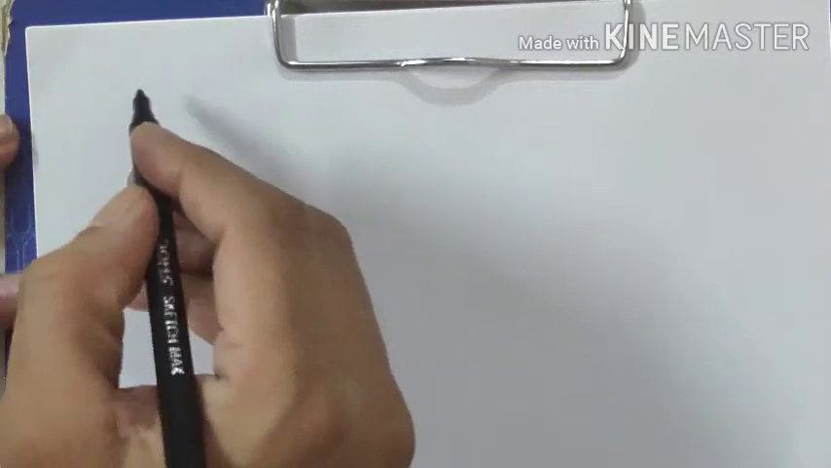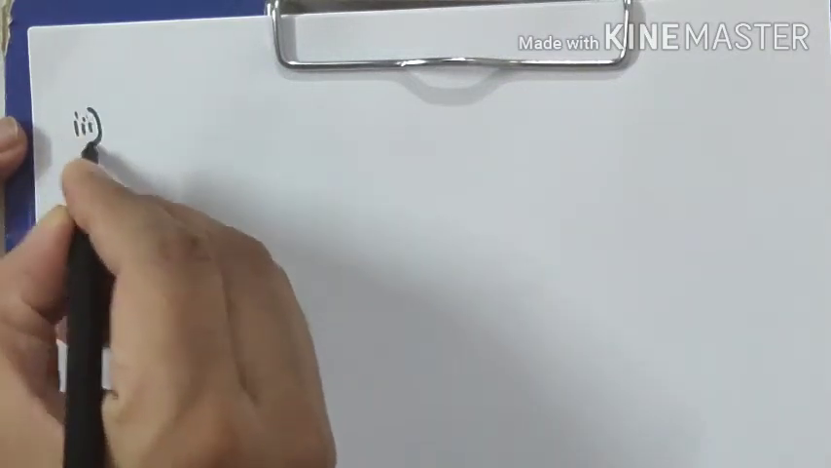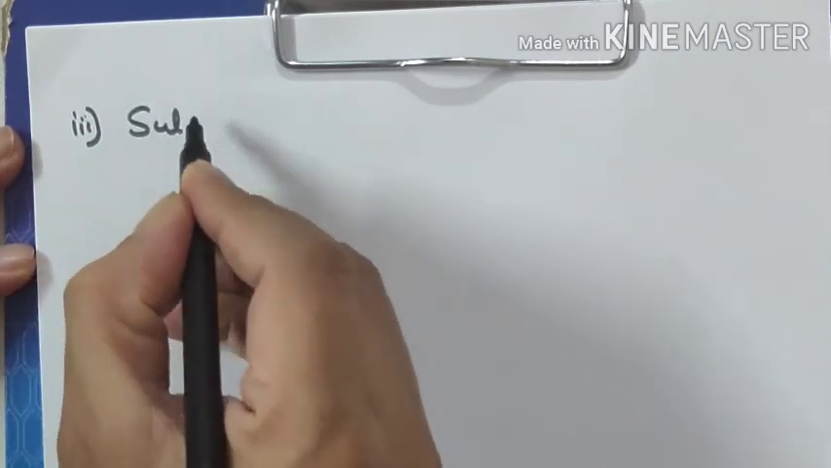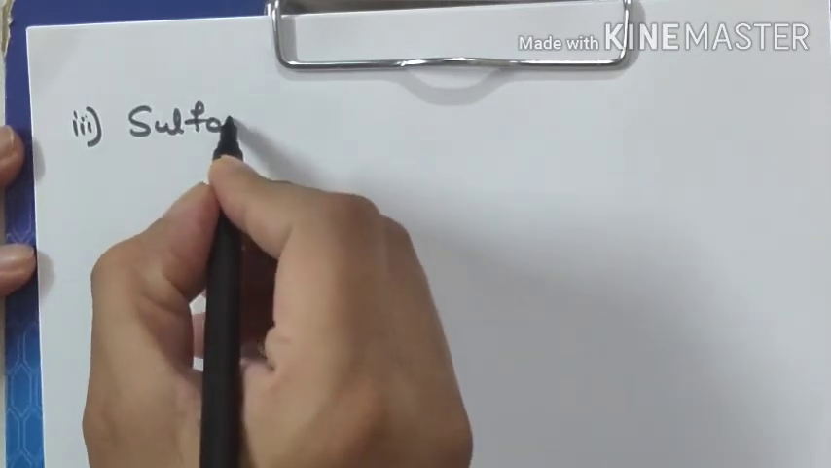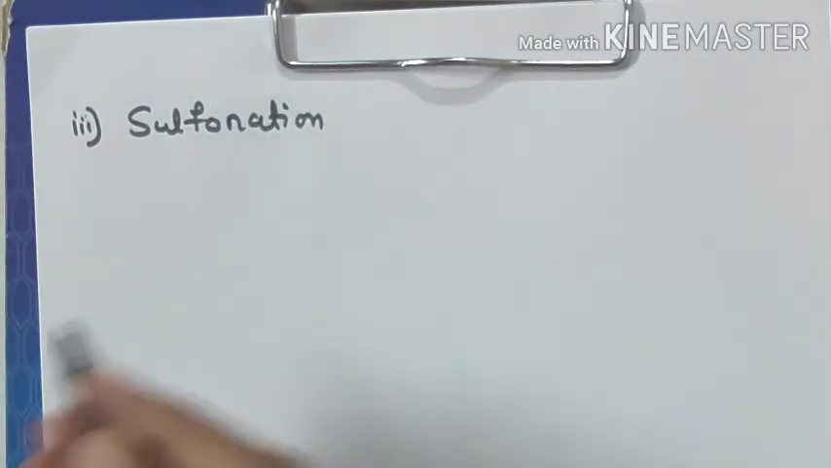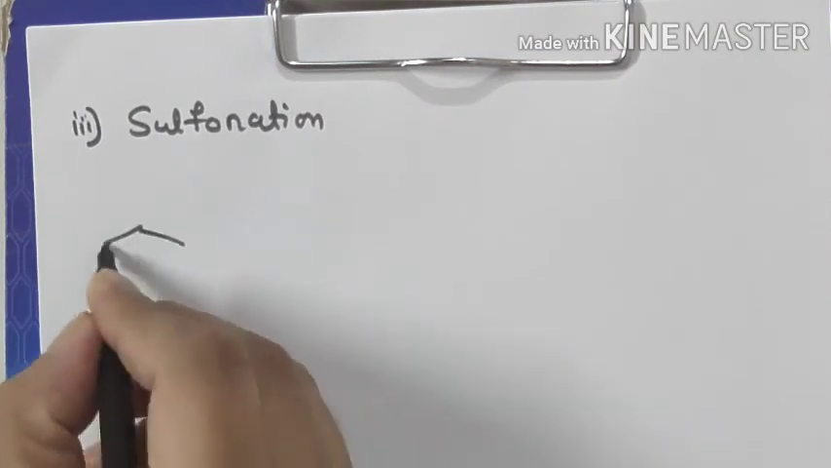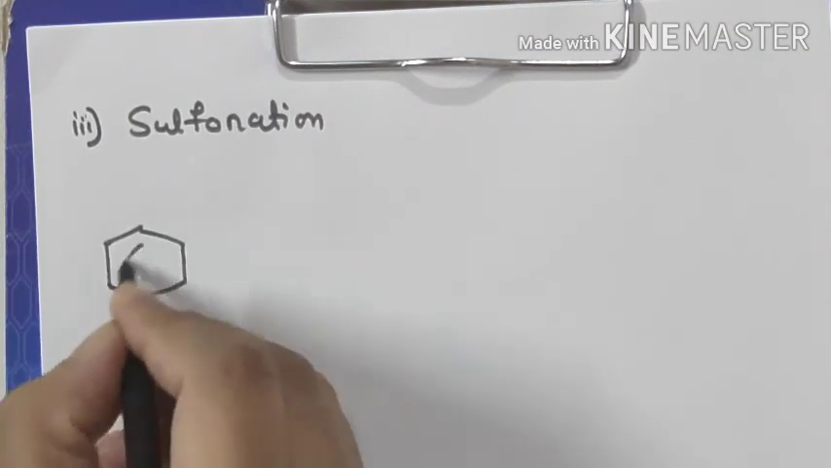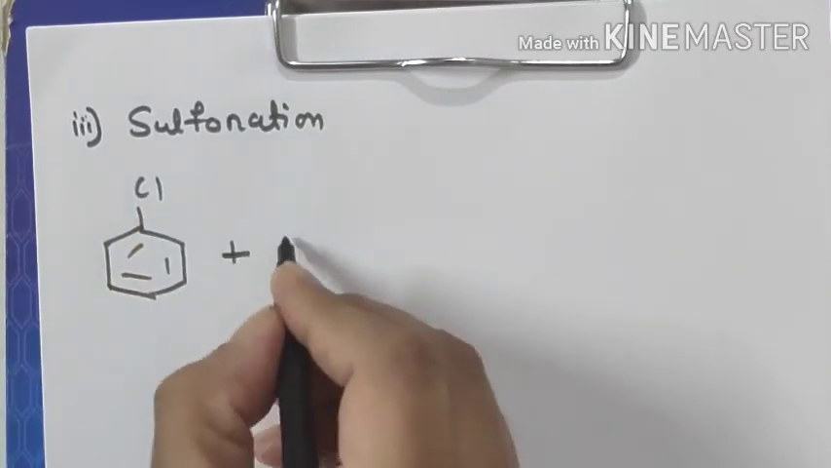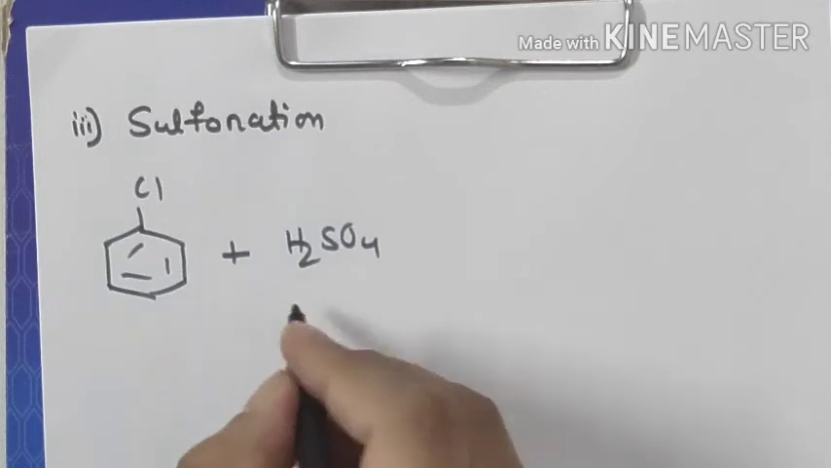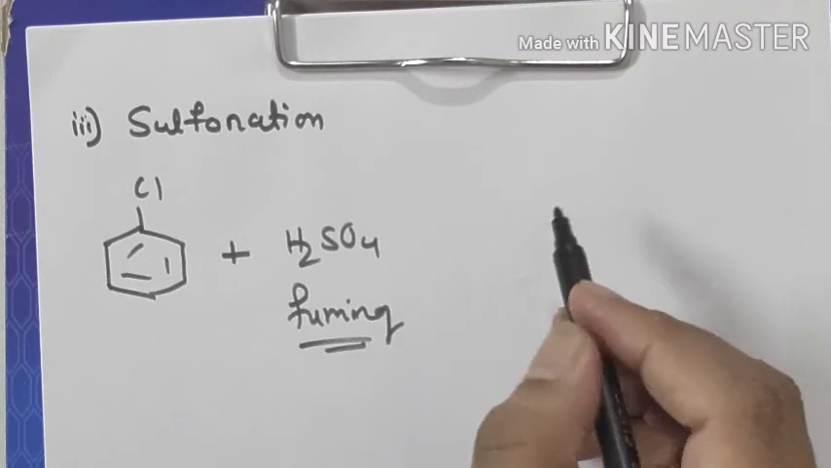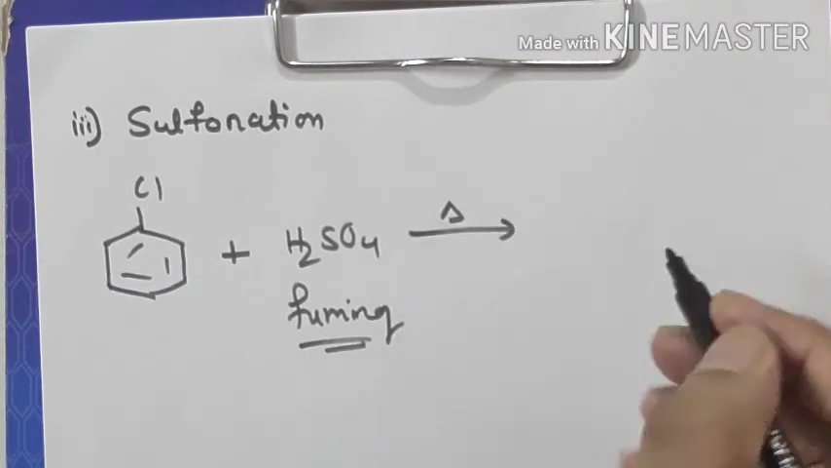Next reaction is, we have done halogenation, we have done nitration, next is sulfonation. Sulfonation. Right. Now, what happened in sulfonation? Same way, suppose I take chlorobenzene and I treat this with fuming H2SO4, which means concentrated H2SO4. Okay, now what happened?